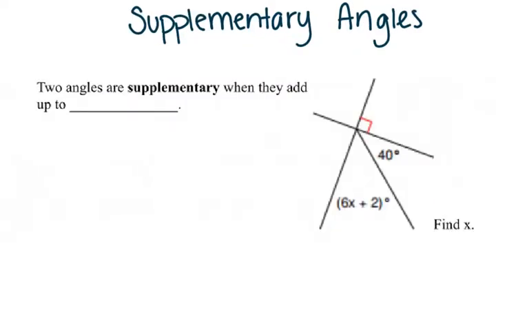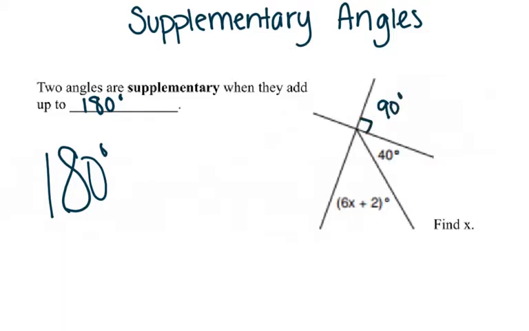Alright, supplementary. Two angles are supplementary when they add up to 180 degrees. So you might have seen this in middle school. S for supplementary, you can make that into an 8. That's how you remember that supplementary is 180 degrees. So, all three of these angles have to add to give me 180 degrees. This one has the little angle symbol for right angle, which means it's 90. So 90 plus 40 plus 6x plus 2 has to add to give me 180 degrees.